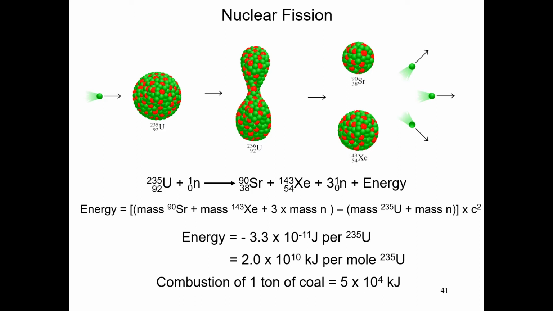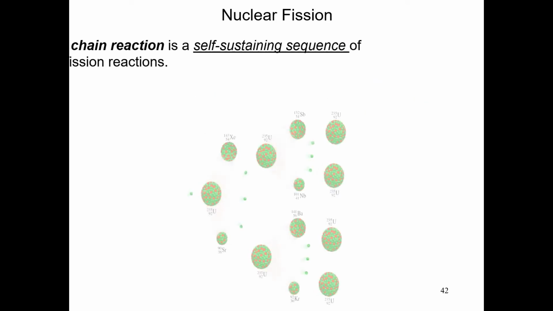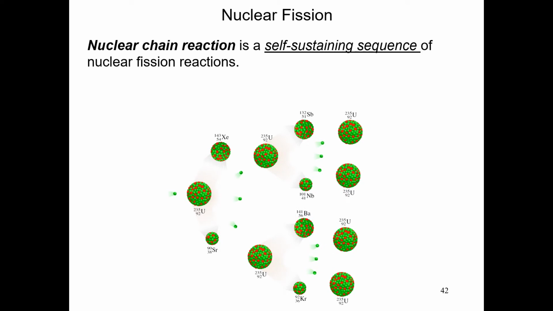Not only that, notice on the right side of that diagram on the top, in the process, 3 neutrons are released in addition. So think about it. If you have a sample of uranium-235 atoms, now you have 3 more neutrons that could go on to collide and cause nuclear fission of other uranium-235 atoms. Okay, this is what is called a nuclear chain reaction. It's a self-sustaining sequence of nuclear fission reactions.